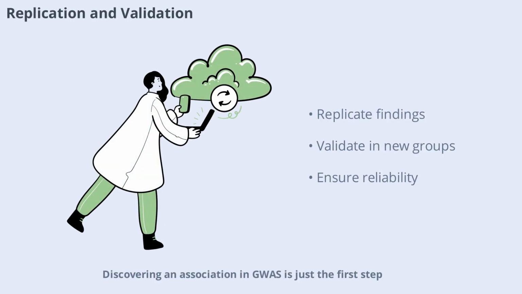Discovering an association in GWAS is just the first step. To ensure findings are genuine, researchers must replicate results in independent populations. Validation helps confirm that the association is not due to chance or specific to one group. Only associations that hold up across multiple studies are considered reliable, strengthening the evidence for a true genetic link.